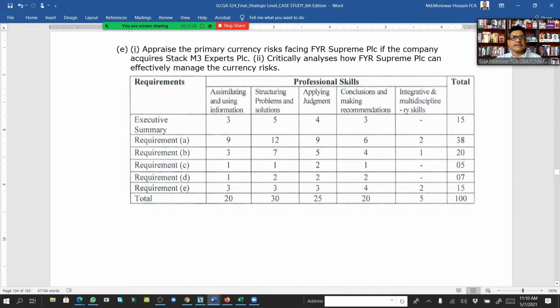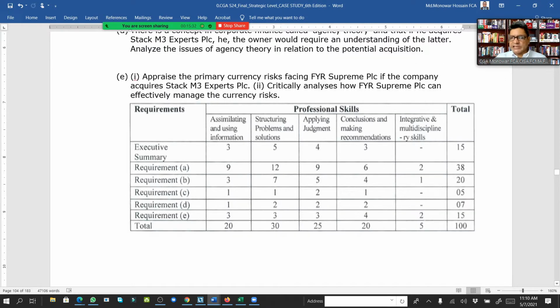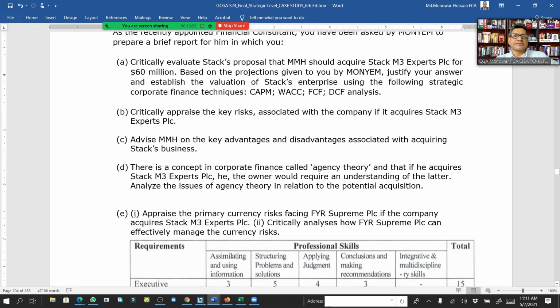This way you can see that type of chart also in the institute case study paper. They summarize it this way. So what is the requirement and how are the marks distributed, totally 100 marks. Here there are 5 requirements, with the executive summary also. The executive summary is 15 marks and the others can be segregated this way.